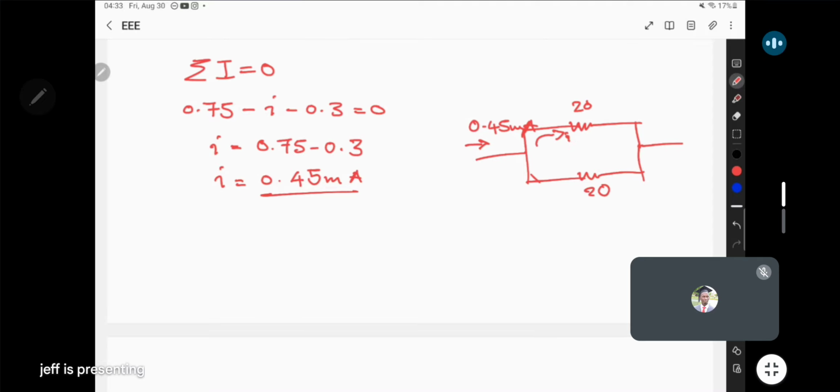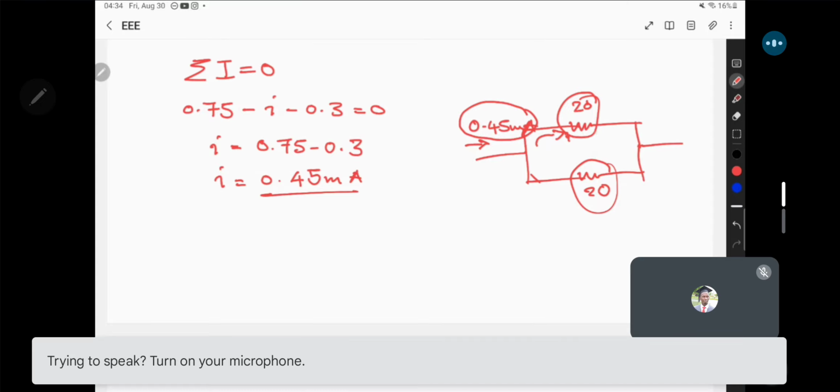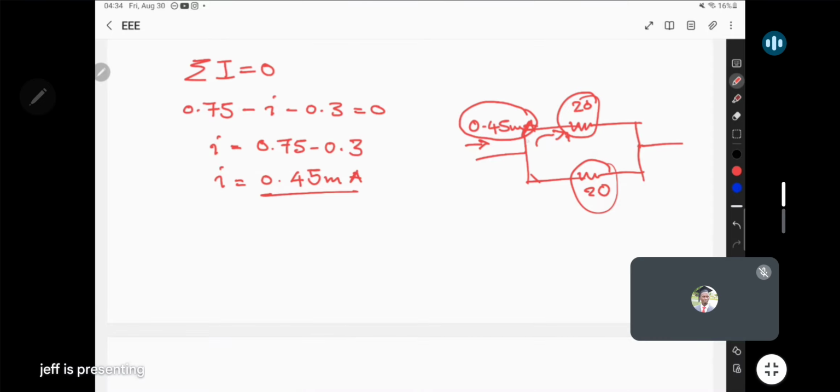Then to get how much goes to one, you're going to use current division. But because they have the same resistance, 20 and 20, it just means that they will share this equally. But you can still try to use current division. I think we did use it at some point in the previous class, but it did end up bringing just half of one. So again, since they have the same resistance, they will share the current equally. Half of 0.45 will go towards that 20, half of it will go towards the one down. Let's get half of 0.45. That will be 0.225 milliamps.